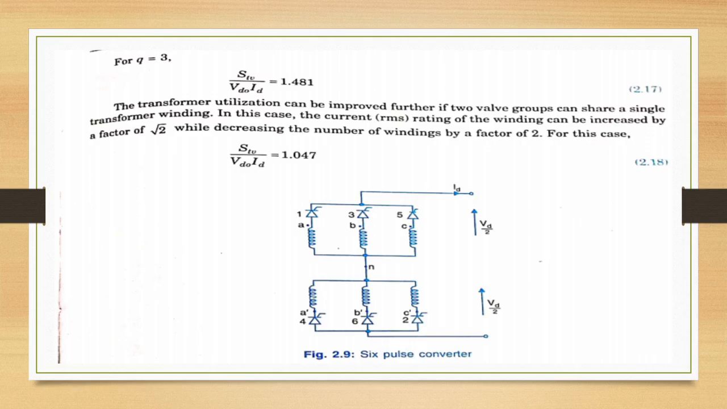The grid circuit, which I have already shown you, is obtained when the 2 windings of the 6-pulse converter are combined into 1. This is possible since the terminals A and A dash are at the same potential. So it can be shown that, from both valve and transformer utilization considerations, the grid circuit is the best circuit for a 6-pulse converter.